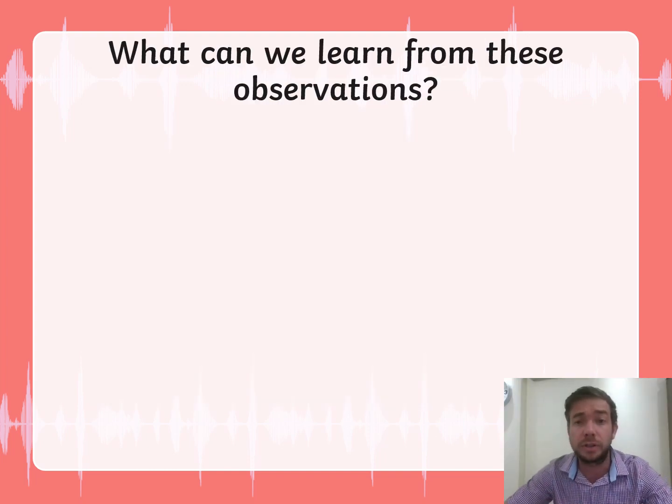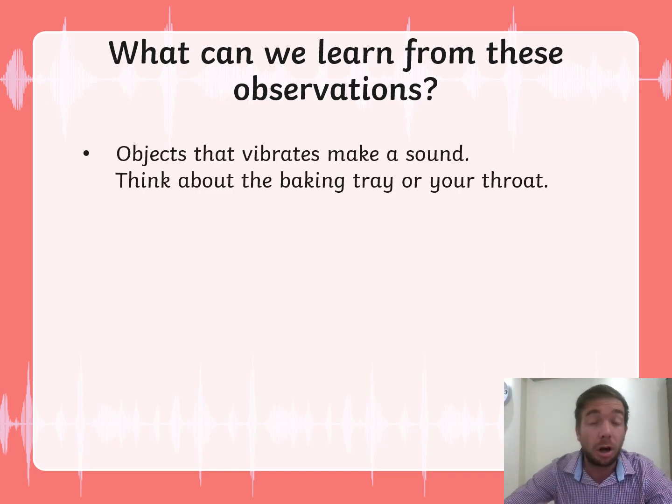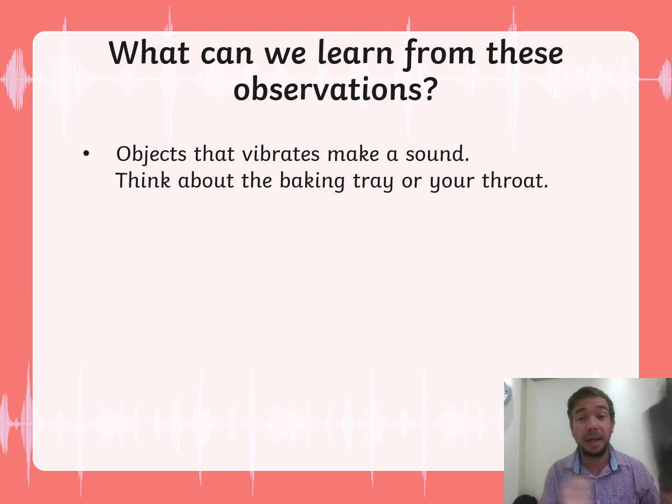So let's quickly focus on all the things that we can actually learn from these observations in the 2 experiments that we've done. First of all, objects that vibrate make a sound. Think about the baking tray or your throat. When you hit the baking tray with the wooden spoon, you actually felt the vibration in your hand when you held it. And when you put your hand against your throat, you felt the vibrations as well.